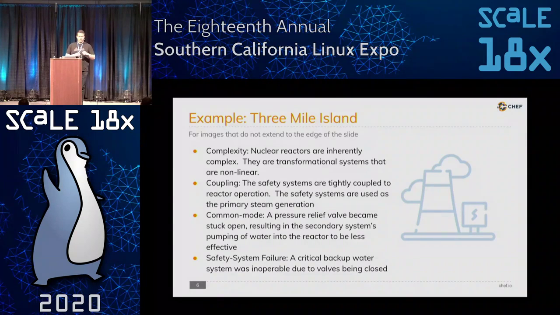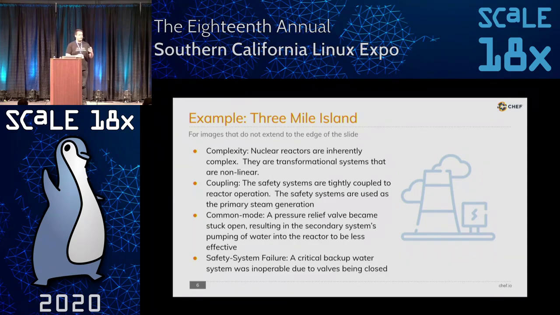And then the safety system failure: a critical backup water system was inoperable due to valves being closed. The steadfast, hard rule at Three Mile Island is that that safety system can never be offline during normal operation. However, that system was physically offline, physically padlocked closed during normal operation. Shouldn't have happened. Nobody can tell who did it, right?